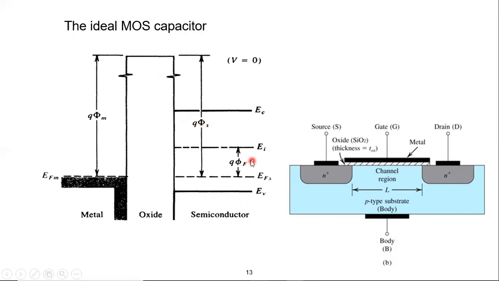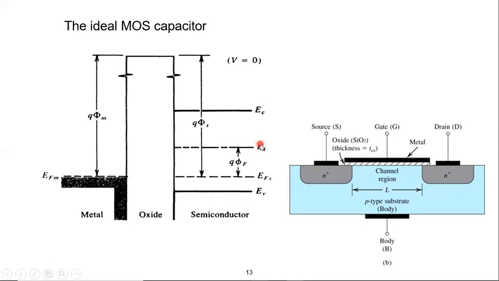Now we have another term which is phi F. Actually, this phi F is not a new term for us because it describes the distance between the EI and EFI. It's already a known distance for us. We can actually calculate it. We know that this phi F is equal to 0 if the material is intrinsic, because if the material is intrinsic, EFI will go to EI.